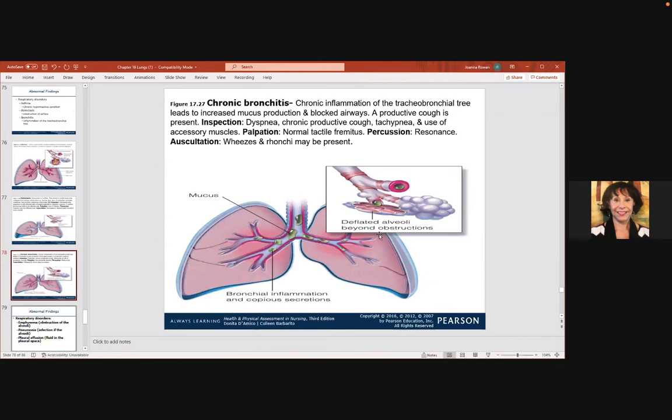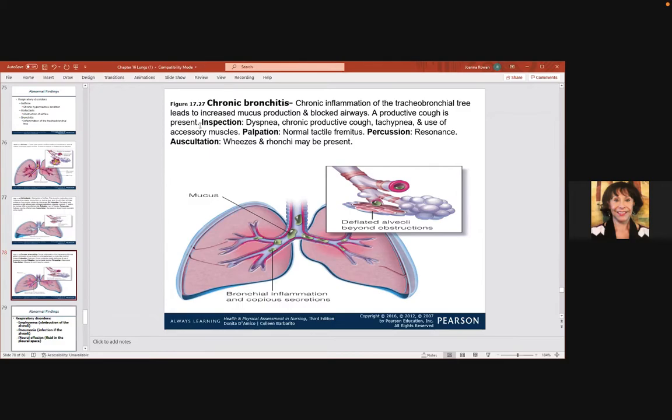Now chronic bronchitis. Chronic inflammation of the tracheobronchial tree leads to increased mucus production and blocked airways. A productive cough is present. Make sure that the key or classic symptom with chronic bronchitis is productive cough. Productive means that they expectorate; they have sputum.